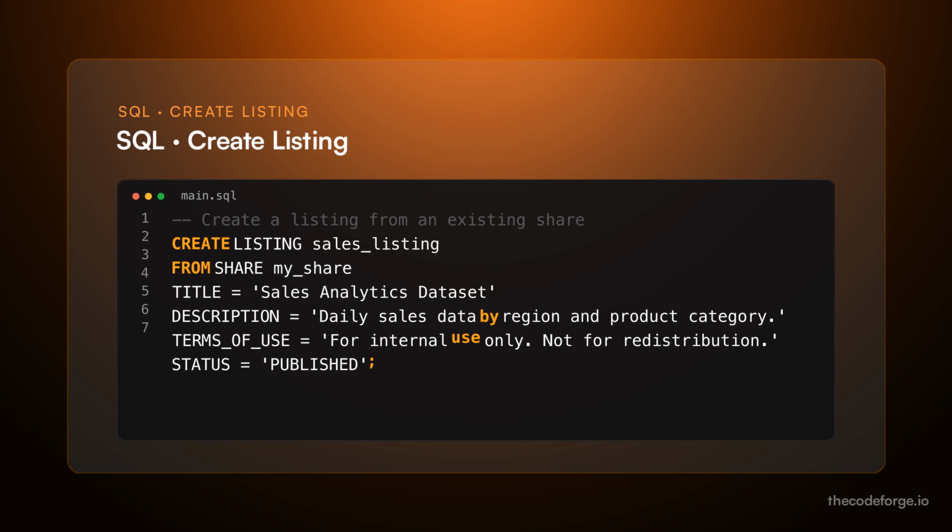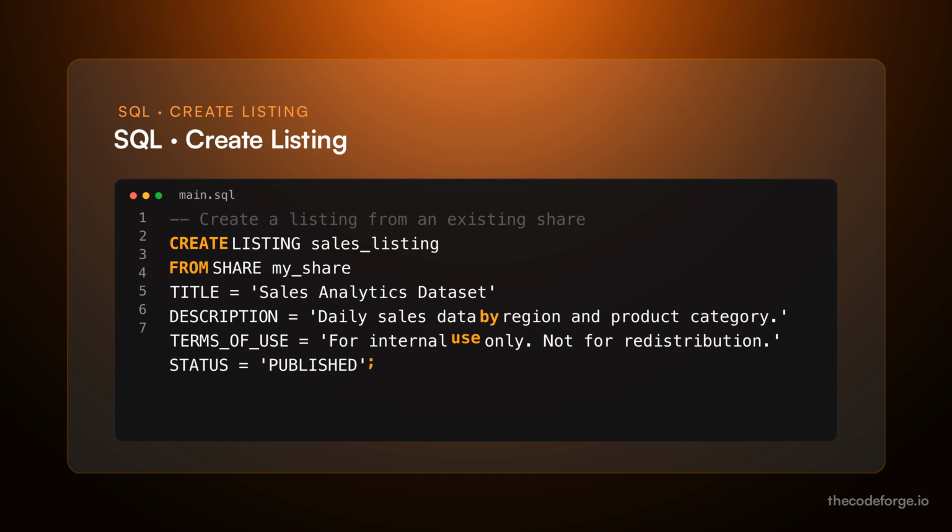To create a listing, you need an existing share. Use Create Listing with the share name, title, description, terms, and status. Set status to Published to make it visible.